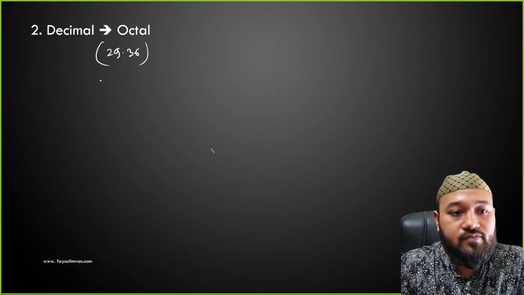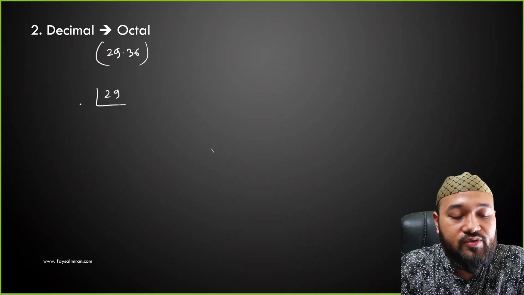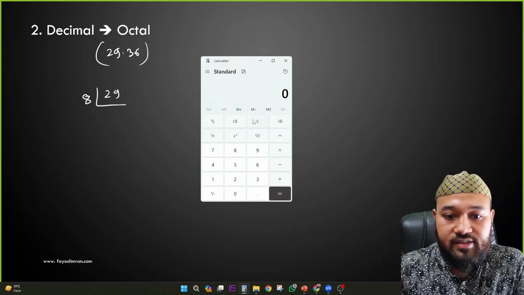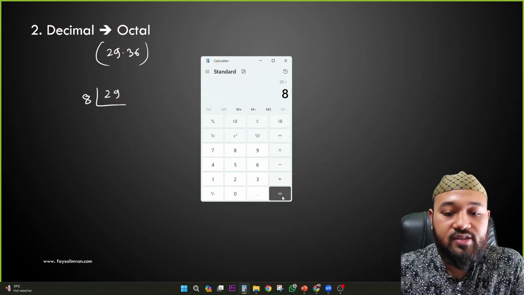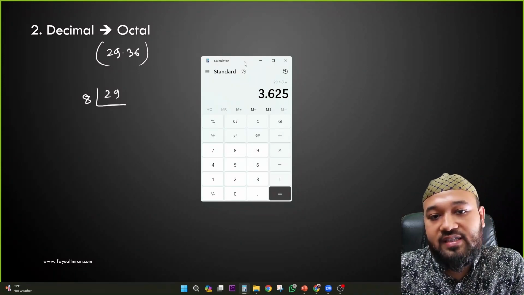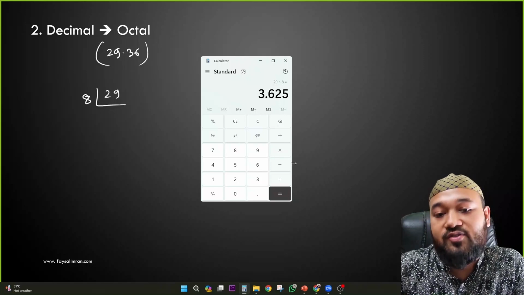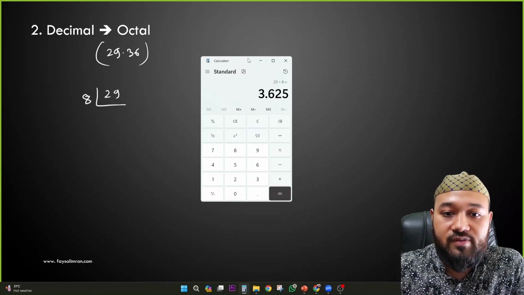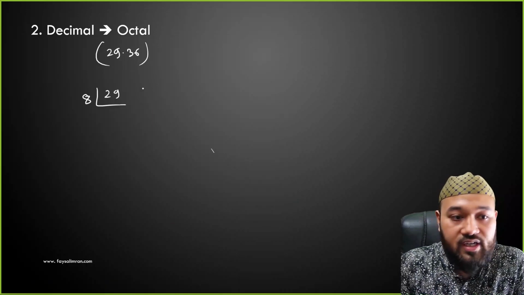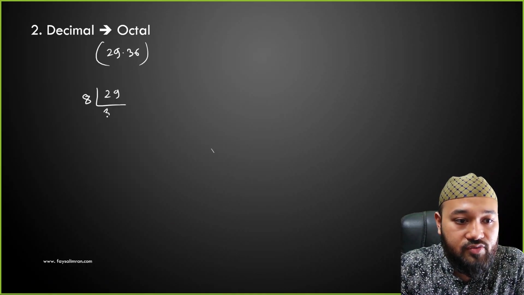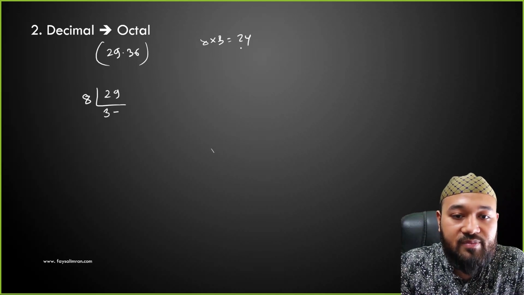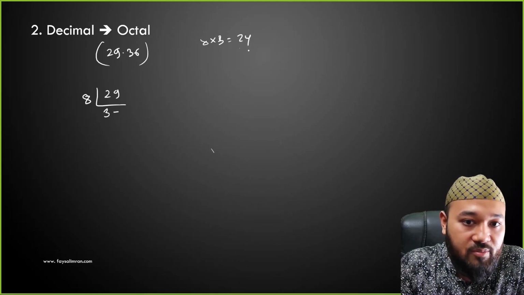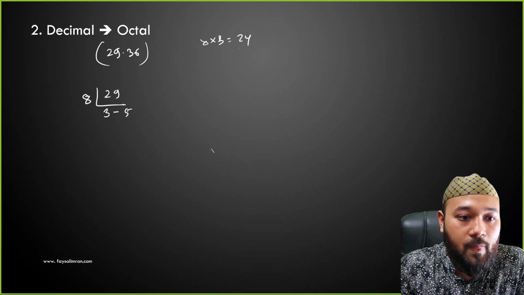So we write a value like 29.36. The integer value is 29. We have to divide by 8. What will we get? 29 by 8 is 3.625. This is our result. But we do not pick 0.625. We just take the integer value, so we have 3. We write it here, 3. So 8 into 3 we will get 24. Our value is 29, so the remainder is 5. So we put it here, 5.